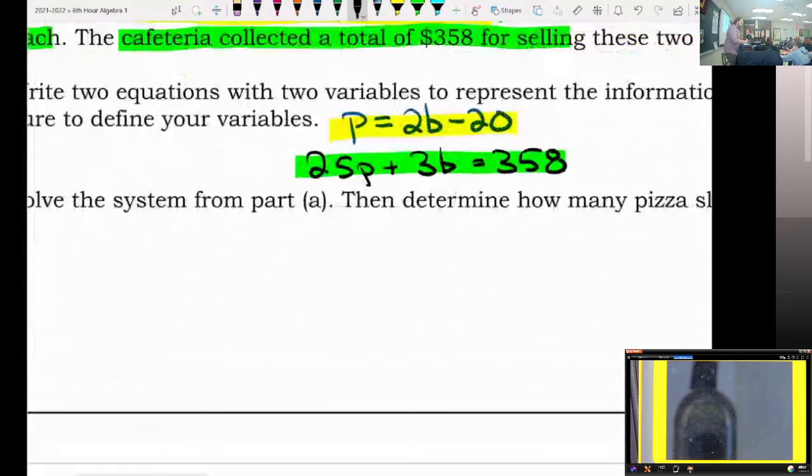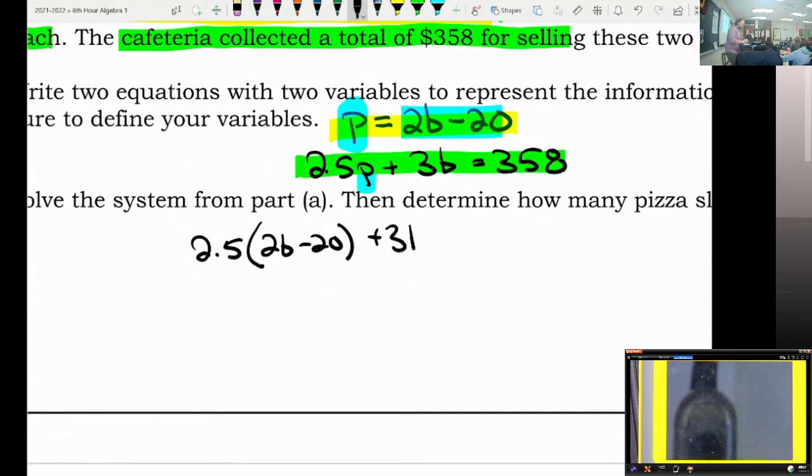First of all, it's pretty clearly a substitution system since p is equal to 2b minus 20. So we are going to replace the p with 2b minus 20, and it'll look like this: 2.5 times (2b minus 20) plus 3b equals 358. And again, don't let these big numbers and decimals confuse you. They're all going to work out on the way. In fact, we're going to take 2.5 and multiply it by a couple of even numbers, which will make nice whole numbers again. It'll make it 5b minus 50. That's 2.5 times 2 and 2.5 times 20. The rest stays the same, plus 3b equals 358.